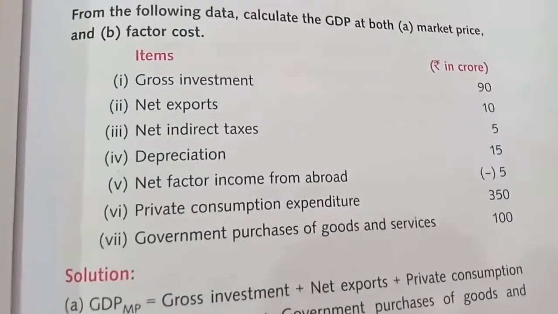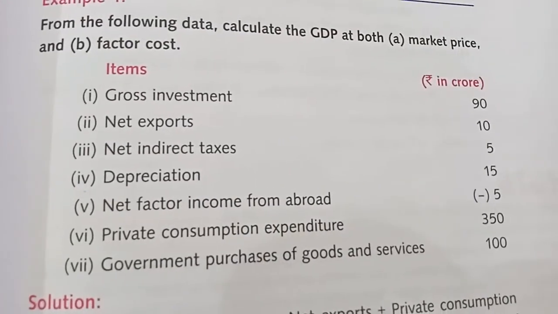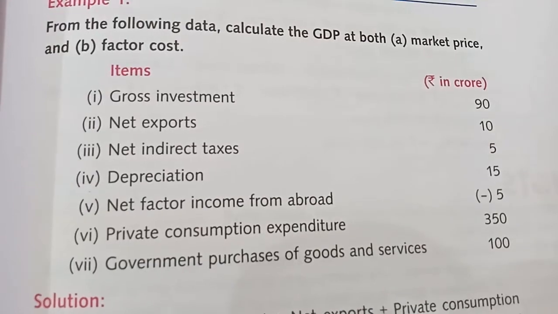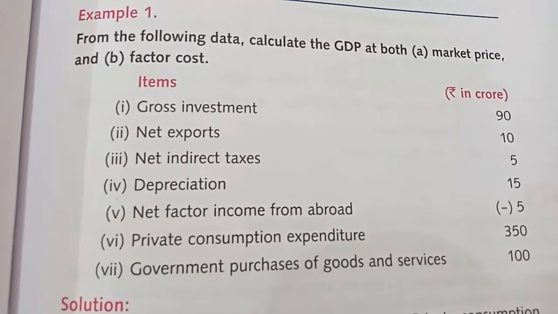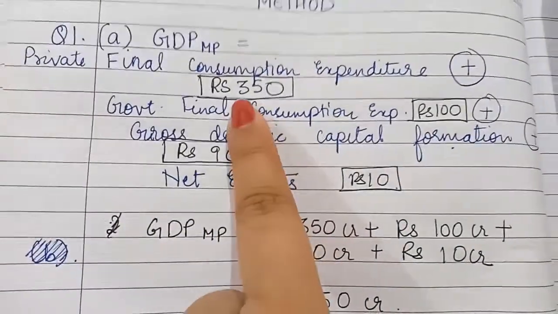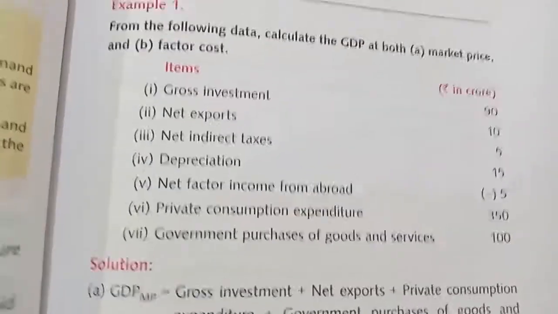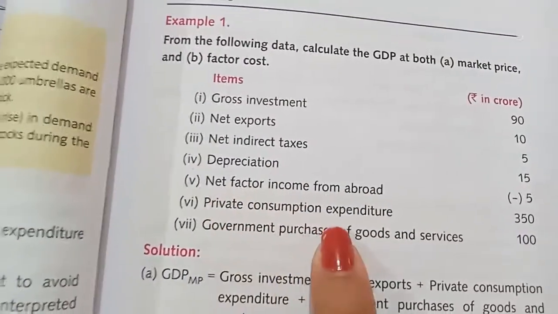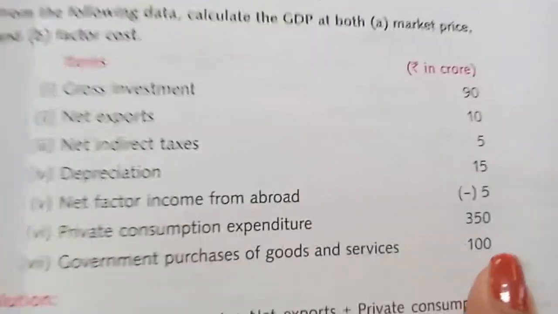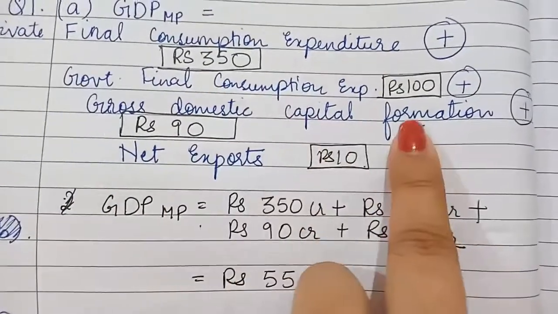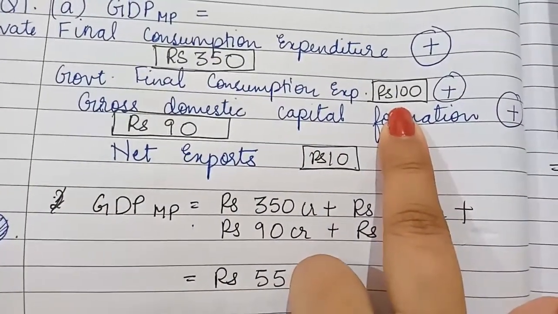Now over here let us see, do we have private consumption expenditure or not? Yes, the sixth point, we do have the amount for private consumption expenditure. It is rupees 350 crore. So over here I have written rupees 350 crore. Next is government final consumption expenditure. Over here the direct term is not given, but instead it is given government purchases of goods and services, that is 100 crore. So with rupees 350 I have added rupees 100.